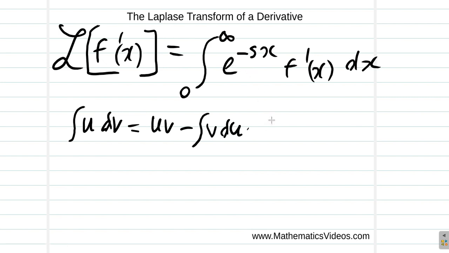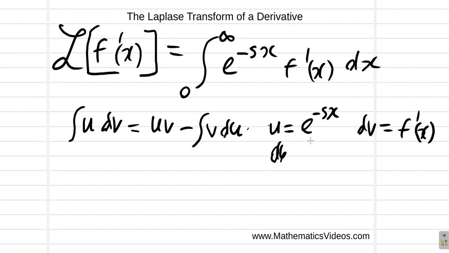Now, let us say u, in this case, u is equal to e to the negative sx, and dv is of course equal to f prime x. Now, du, to differentiate u, will be negative s e to the negative sx. That would come from using differentiation by substitution. It is a chain rule, right? Going from dv to v, we have to integrate dv, and you get v, which is the integral of f prime x with respect to x, which is just f of x.